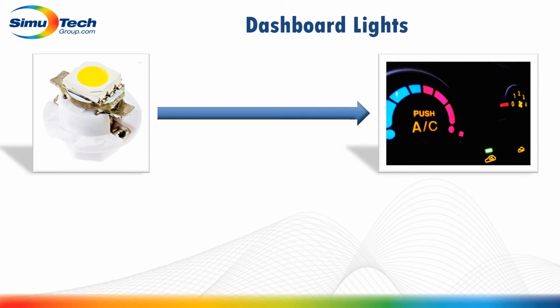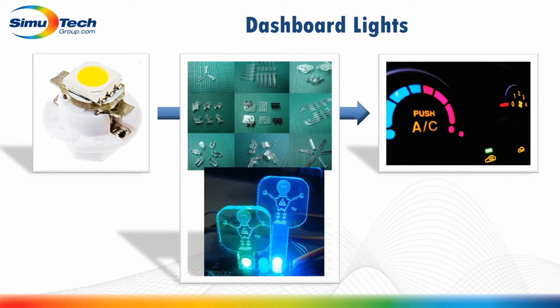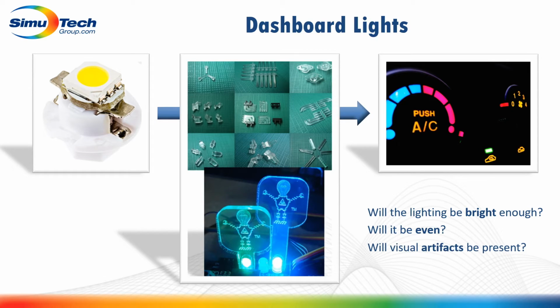Well, the way it's done is through something called a light guide. A light guide takes light from one area and essentially pipes it to another, distributing the light, and it can illuminate either a single component or multiple components. When we do this sort of thing, we have a few questions we need answered. Will the lighting be bright enough? Will it be even? And finally, will visual artifacts be present when we're actually looking at our dials and buttons and so on?